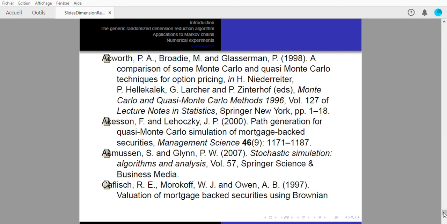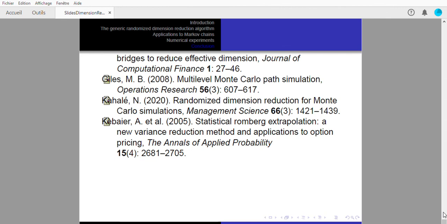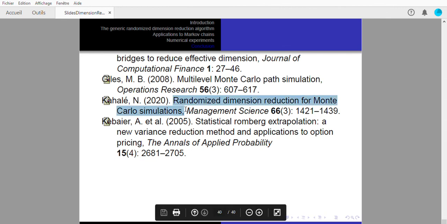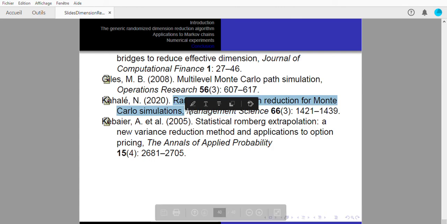Okay, the paper has actually already appeared in Management Science, so you can find it there.